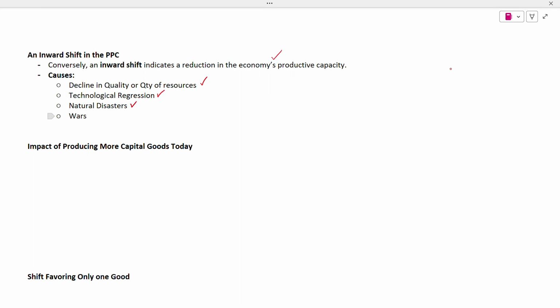And finally, if there is a situation of war, that also leads to an inward shift in the production possibility curve. So let's suppose that we have an initial production possibility curve where we have good X and good Y, and let's suppose that this A is the initial production possibility boundary.